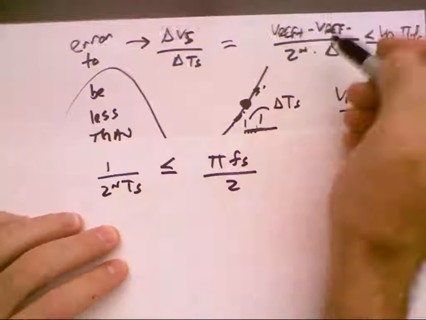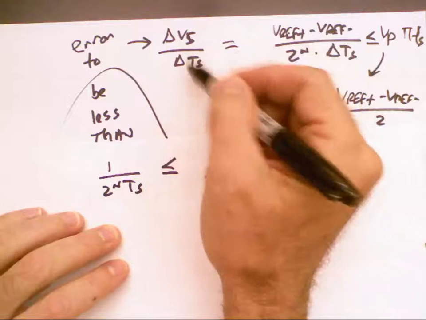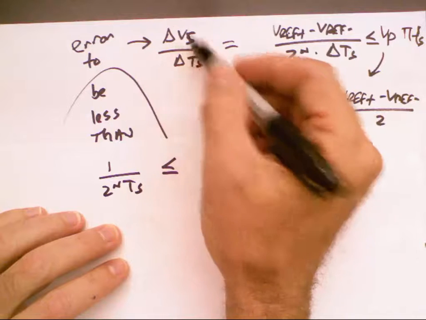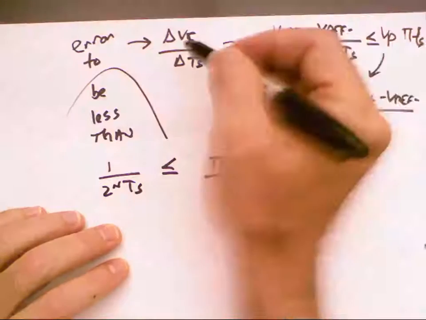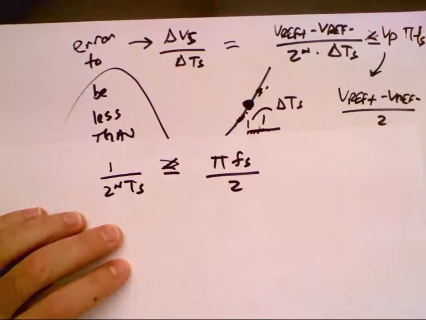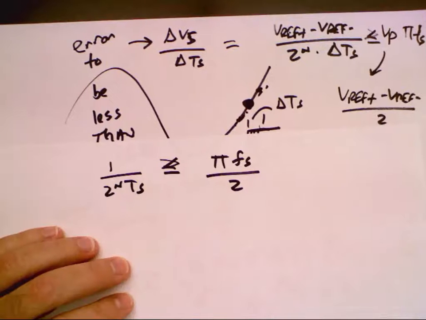Oops, I think I got a mistake here, because if del Vs goes to 0, del Ts goes to 0. If that's finite and that goes to 0, then this should be greater. I've got to flip this around, because we want del Ts to go to 0. I think that's right.